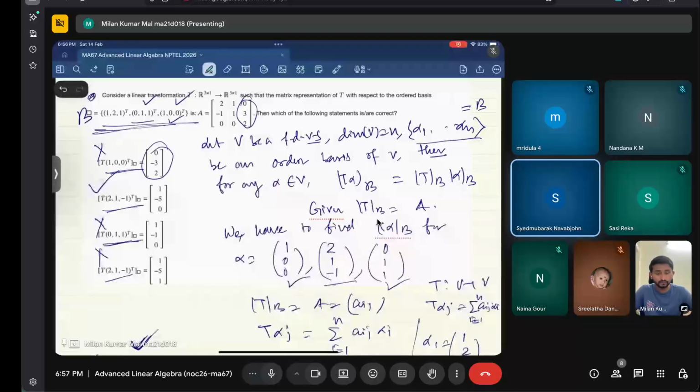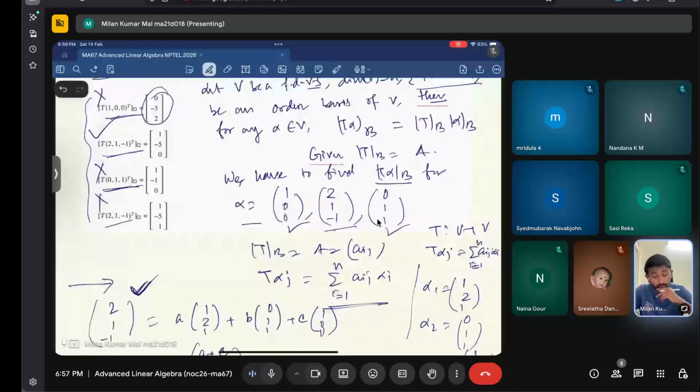This is not an ordered basis, so even if it is making any confusion, let me change the language. We have to find T alpha for when alpha is any of these. Alpha is this or this. Alpha is this. They are not a set. I hope this is clear. So this should not look like a basis.